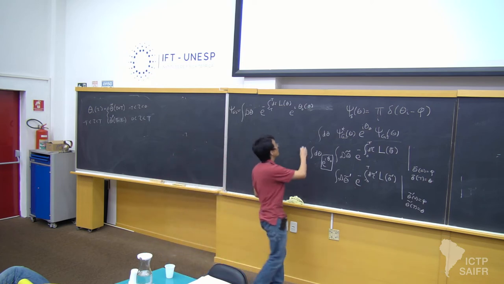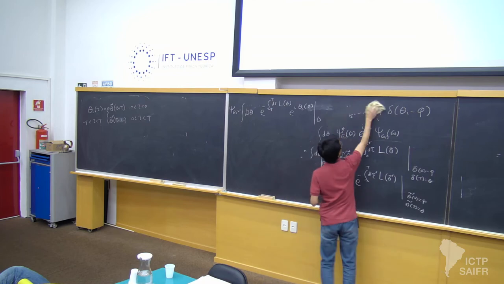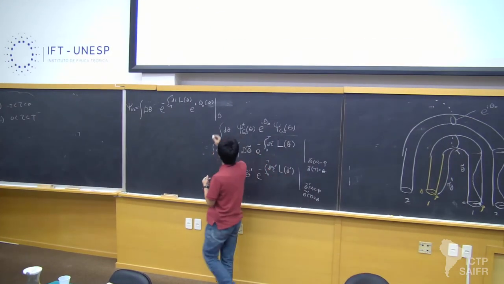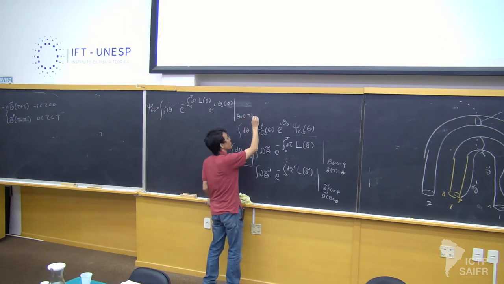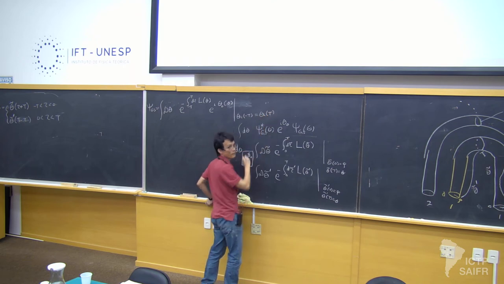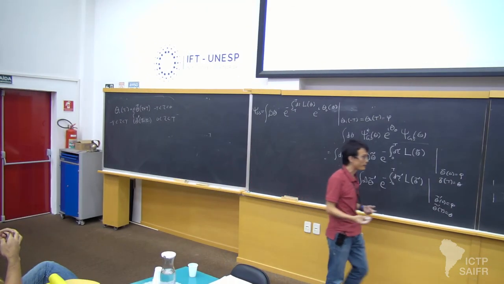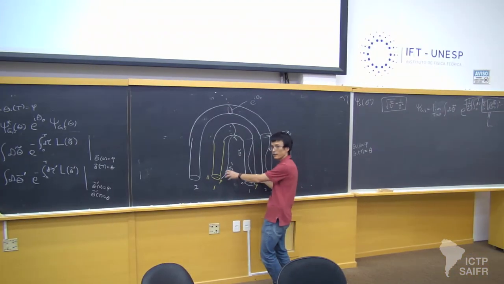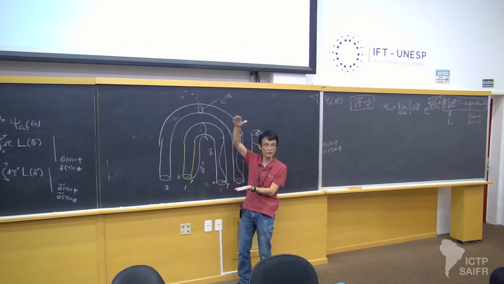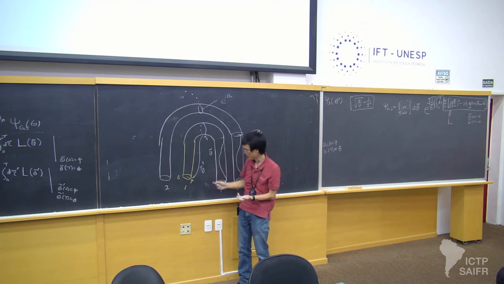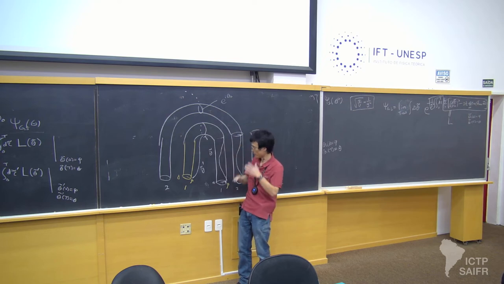With a boundary condition that, what is the boundary condition? What is the theta value? What is theta at minus t? That's phi, right? And another boundary is at time t, that's also phi. So this is the boundary condition. Basically, what I have done is just unbend this cylinder into a straight cylinder of size 2t that runs from minus t to t, and at the two ends, the angle is fixed to be phi. And then you sum over all paths from phi to phi.